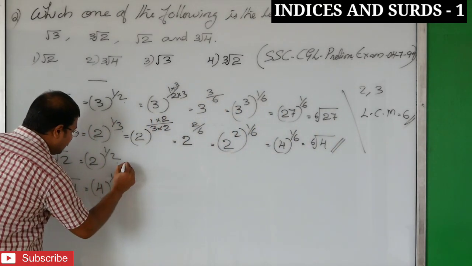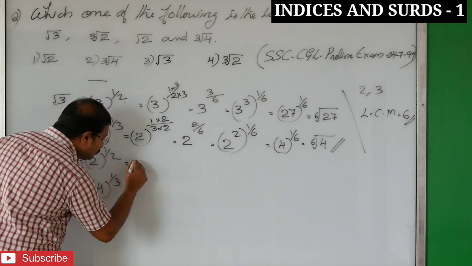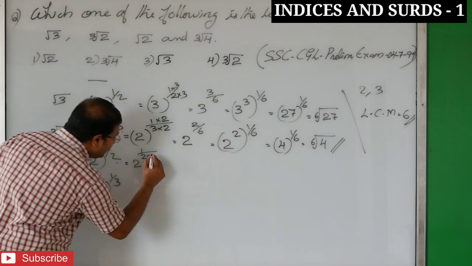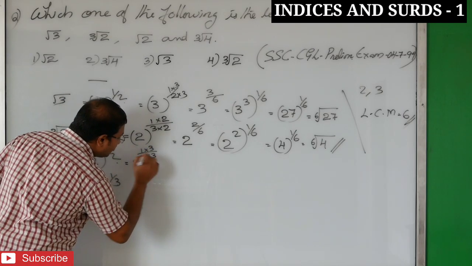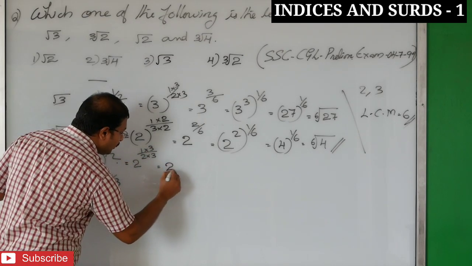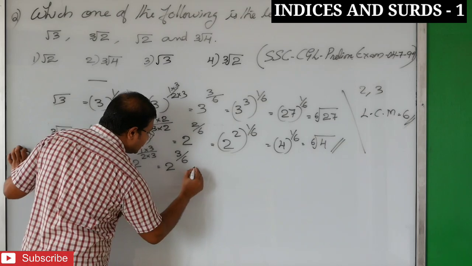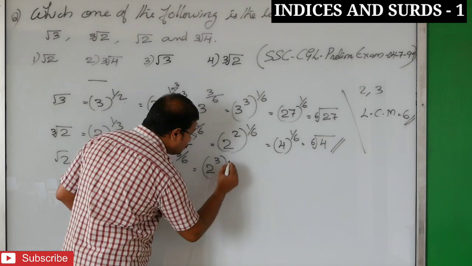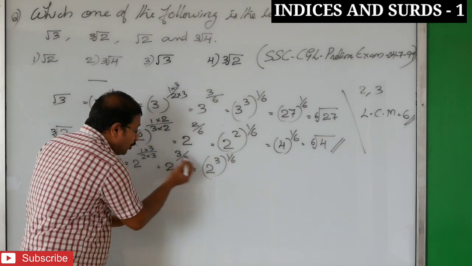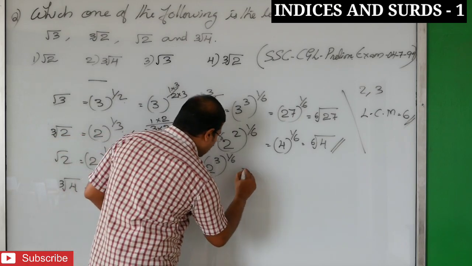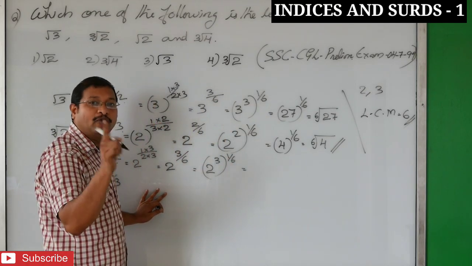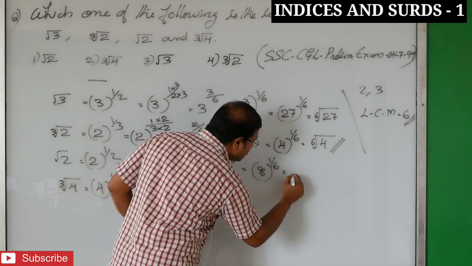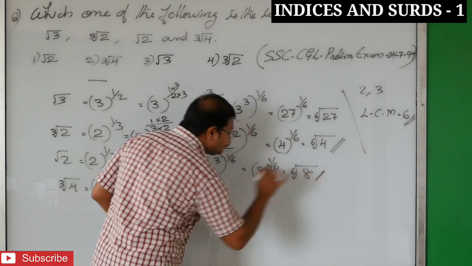Ready? Next number, 2 raised to 1 by 2. 2 into how much will you get 6? 2 threes are 6. That means 3 will multiply the numerator and denominator of the power. This equals 2 raised to 3, 1 threes are 3, by 6, which equals 2 cube, the whole raised to 1 by 6. The power 3 means cube. 2 cube means 8. So 8 raised to 1 by 6 equals the 6th root of 8.